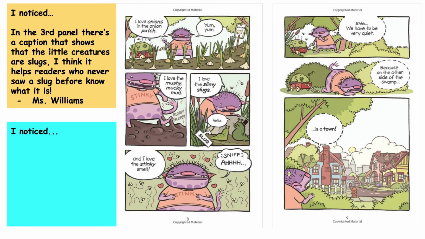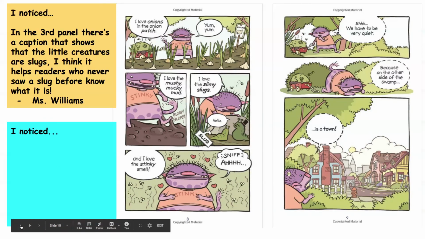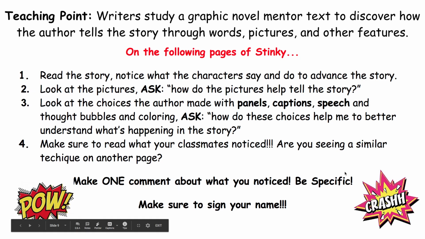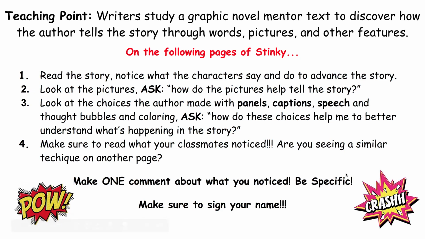So that's an example right there. That's what you need to do. Not only what you noticed, but also how it helps the reader understand the story, all right? So get started on this. You're going to be able to make one comment about what you noticed, and you've got to be specific. You have to make sure that you say not only what you're noticing, but also how it helps the reader understand what's happening in the story.